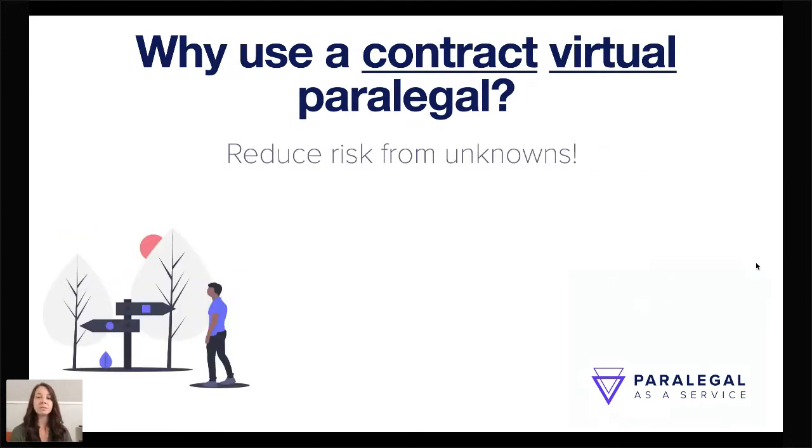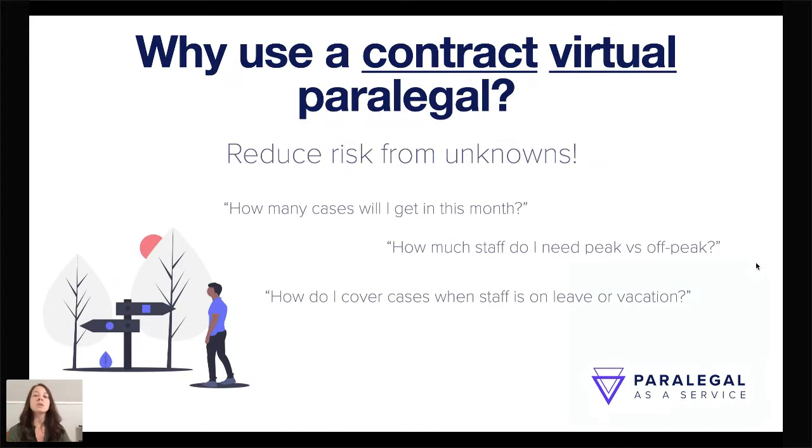Another reason is reduce your risk from unknowns. So especially now, you may not know how many cases you're going to get, how much of a need you're going to have, and it may fluctuate from peak seasons to off-peak season. Is there anything with the economy, with taxes, with any type of ebb and flow that might create a higher need for you in certain months versus other months? So you could hire a paralegal in-house, have them very busy one month, but not enough work another. So this really is a way to be able to pay for what you use.